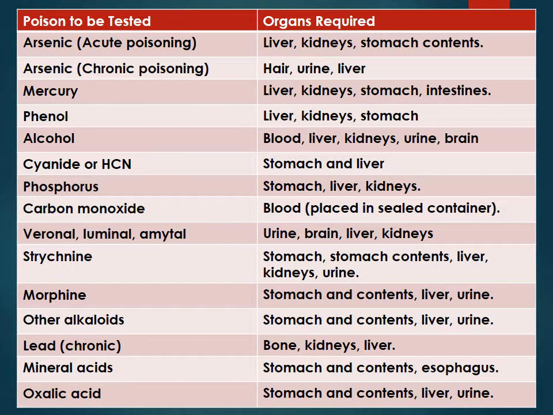For lead poisoning, for chronic lead poisoning, the bone, the kidneys, the liver. For mineral acids, the stomach and its contents, the esophagus. For oxalic acid, stomach and its contents, the liver and urine.